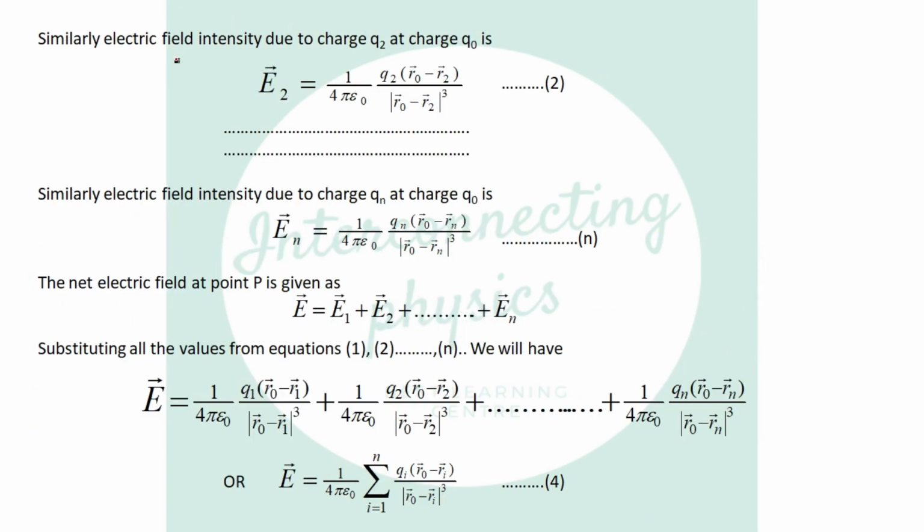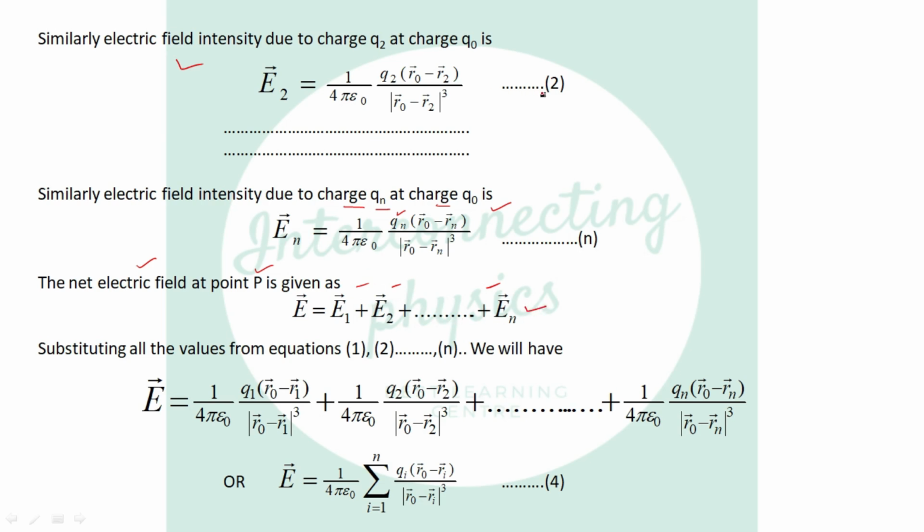Similarly, E2 is 1 over 4 pi epsilon naught Q2, now the source charge is Q2, times R0 minus R2 vector divided by R0 minus R2 cube. Similarly, the electric field intensity due to charge Qn at charge Q0 is En vector equal to 1 over 4 pi epsilon naught Qn, because this time Qn is the source charge, times R0 minus Rn vector divided by R0 minus Rn whole cube. Now the net electric field at point P, we add all the values. That is, E vector equals E1 vector plus E2 vector plus up to En vector.